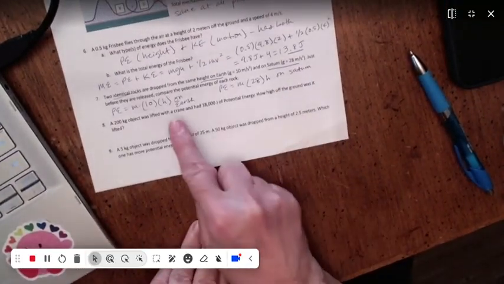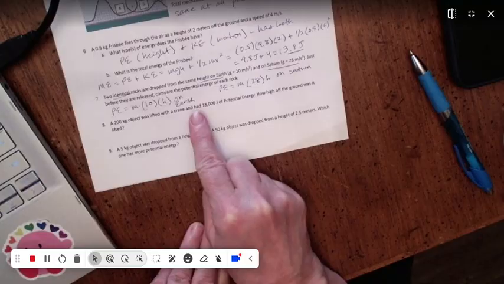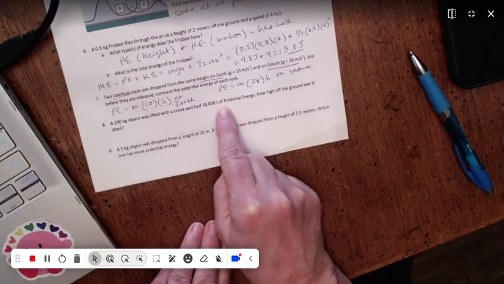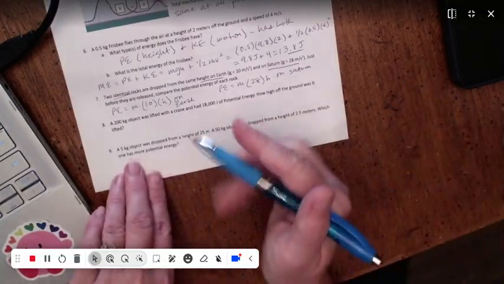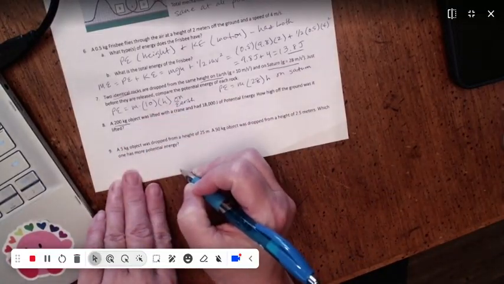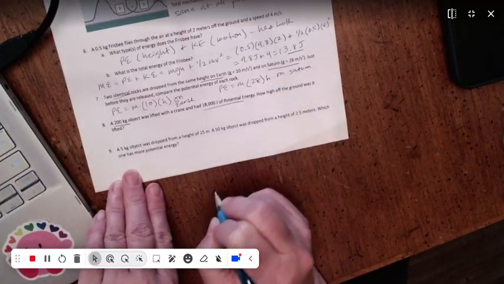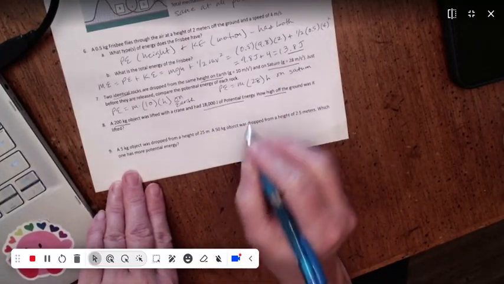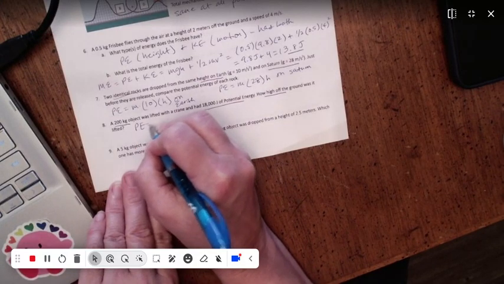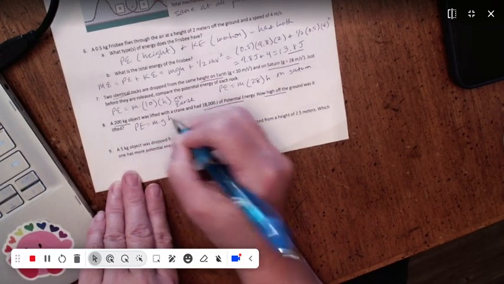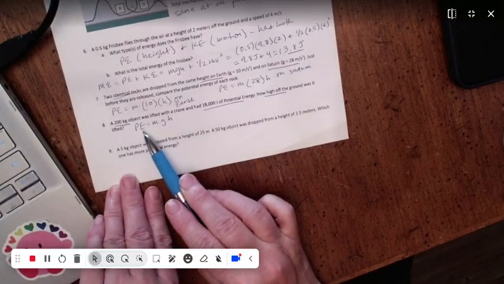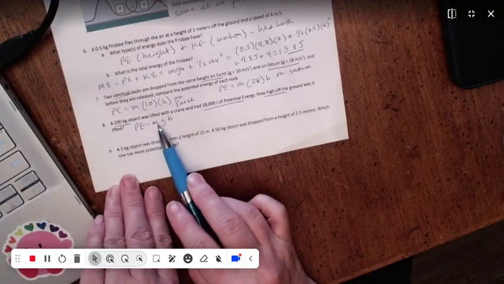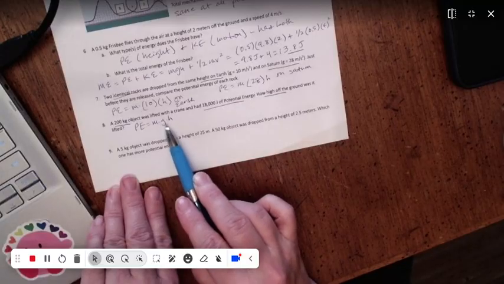A 200 kilogram object was lifted with a crane and had 18,000 joules of potential energy. How high off the ground was it lifted? I have a mass value, I have a potential energy value, and I want to know how high. So I'm looking for height. I'm going to use potential energy equals m times g times h, and solve that for height. You can put numbers in if that's easier, or you can turn this into an expression solved for height. I'm going to do that.